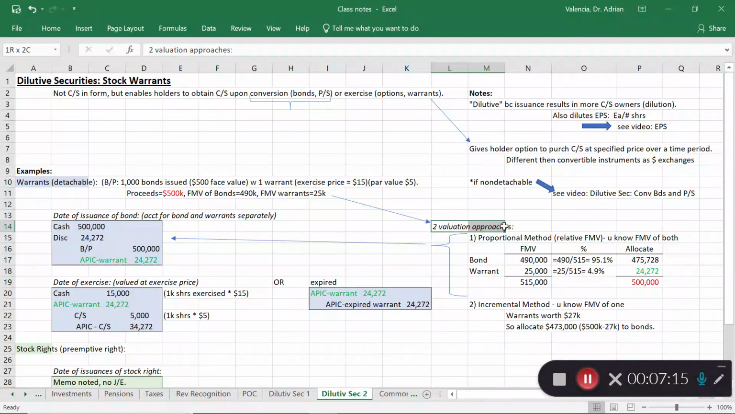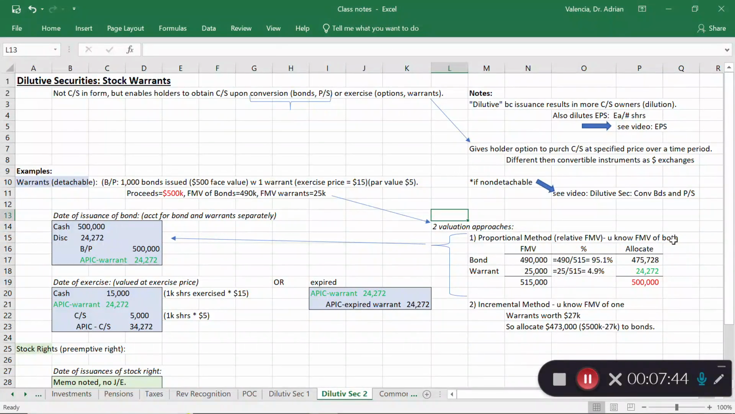So we could use a couple of valuation approaches. By the way, what am I trying to do here? Since I have detachable warrants, I'm trying to determine how much of this 500 will go to the bonds and how much will go to the warrants. Because now that I have detachable stock warrants, I need to account for them separately. I could use the proportional method, or the relative fair market value method.